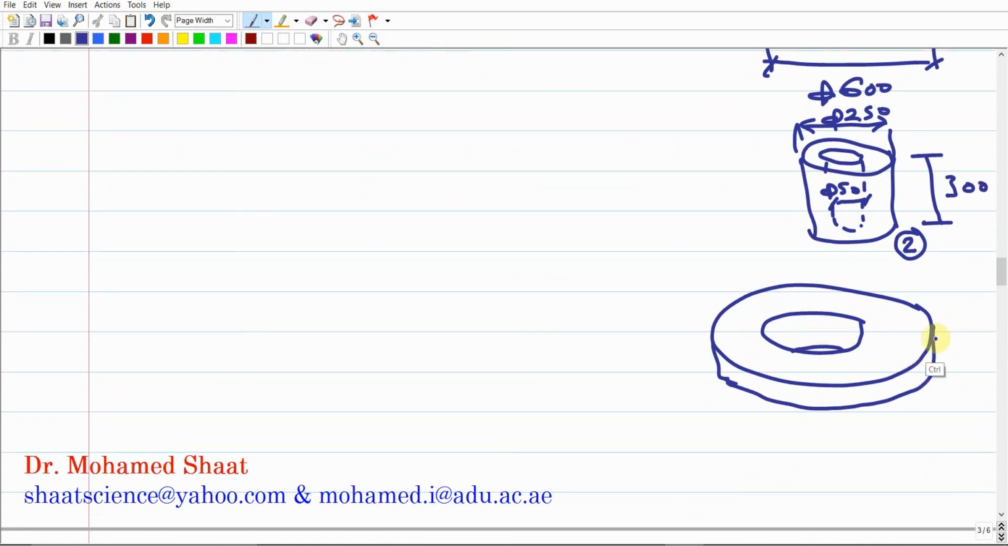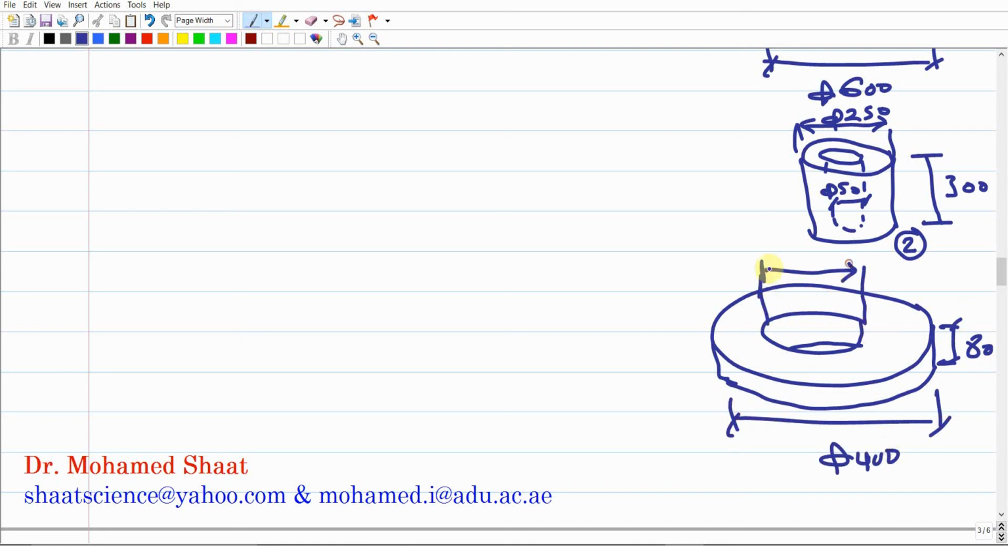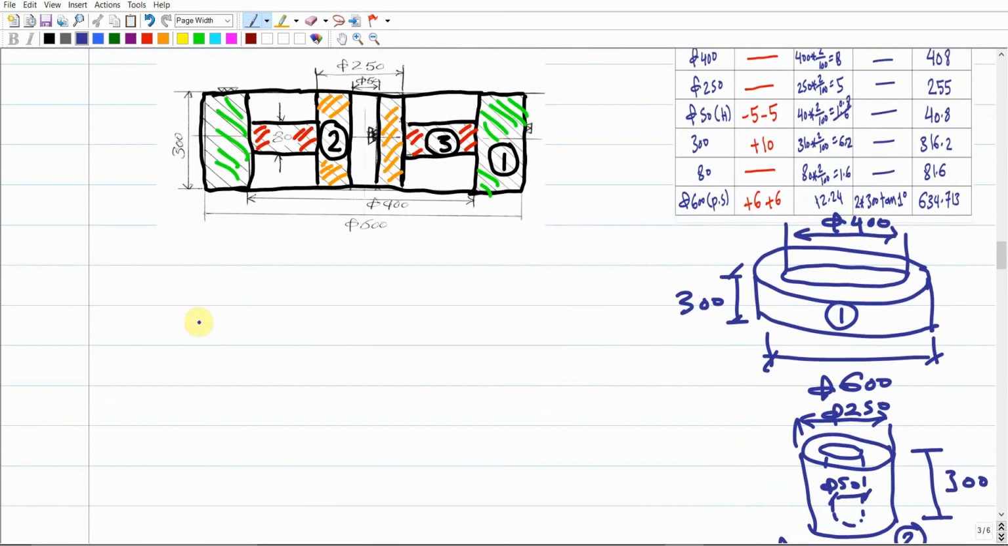So the thickness is going to be 80, while the external diameter should be 400 diameter, while the internal diameter is the 250 diameter. Make sense? Then your objective is just to calculate each one of these volumes.